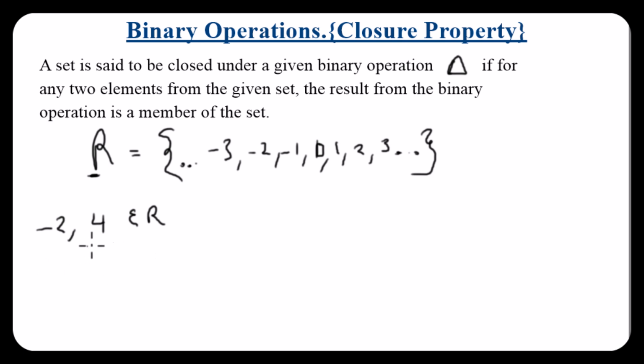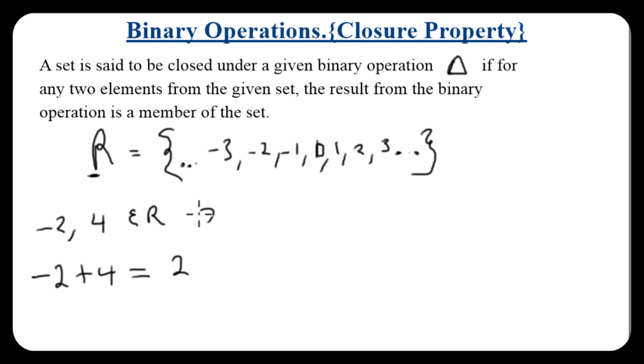Now after combining these two numbers, if the result you're having can still be found inside of this set, then definitely we can say that the set R is closed under such operation. So let's try and combine these using addition. Minus 2 plus 4 simply gives me 2. You can see that 2 also is an element of the real numbers. So we can say that the set R is closed under the operation addition.